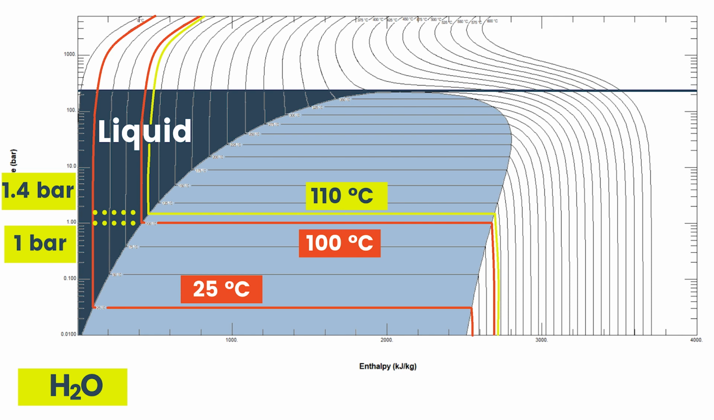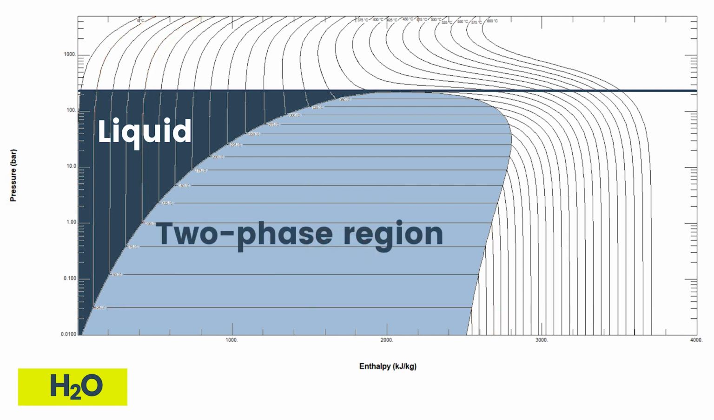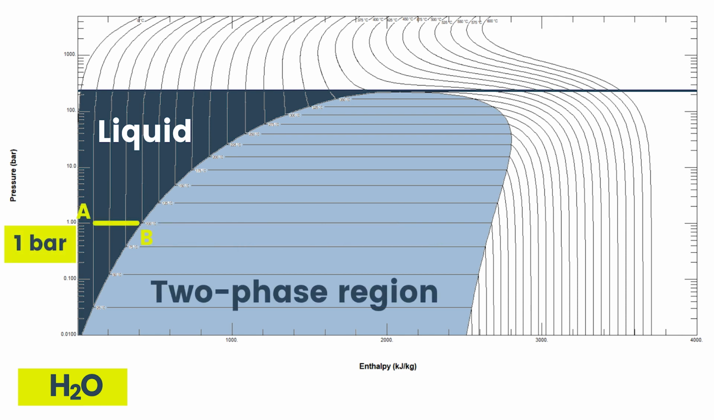Now there's something really important you need to understand about the two-phase region. When we started boiling the water, we moved from point A to point B. Point B is what the liquid is experiencing. It lies on what is called the saturated liquid line. Saturated means that any additional energy given to the liquid will cause it to boil.